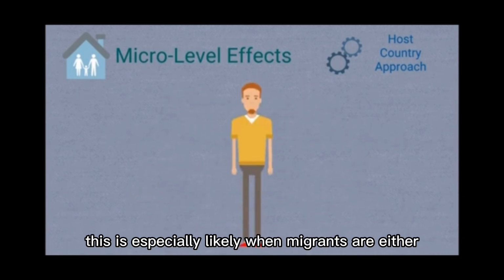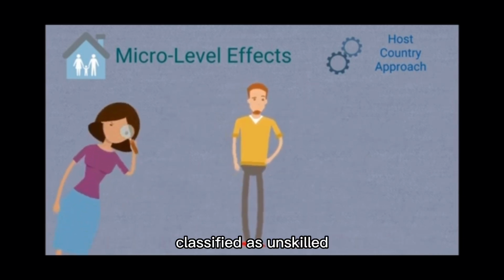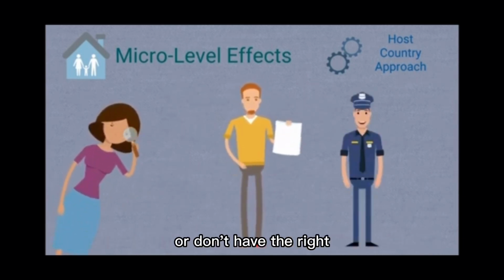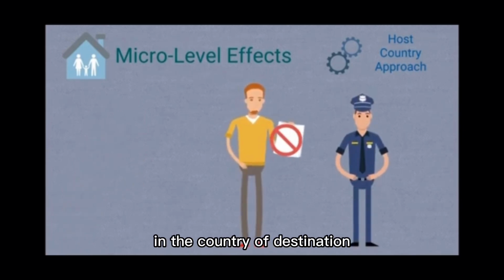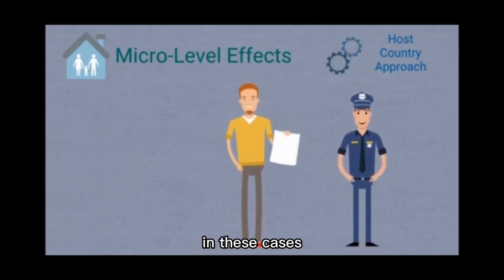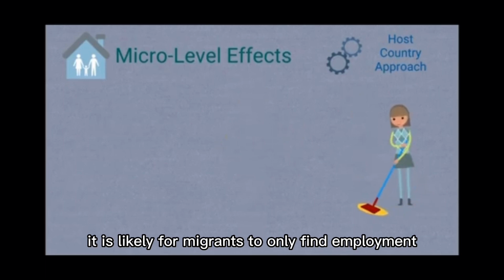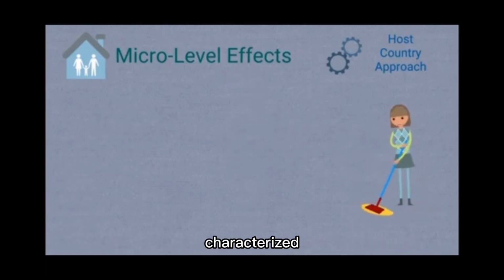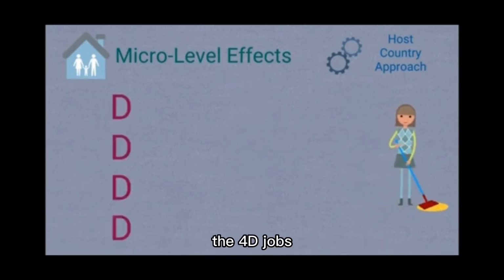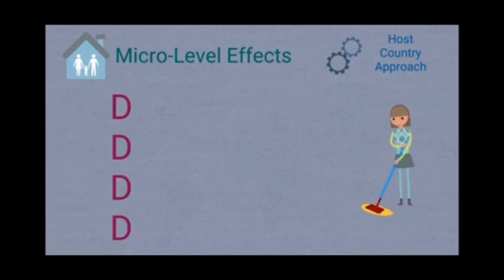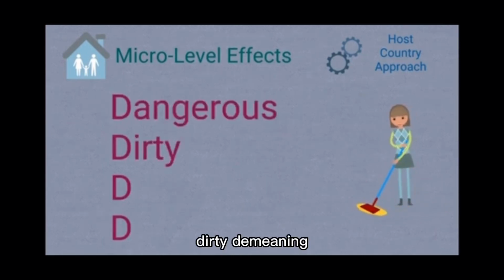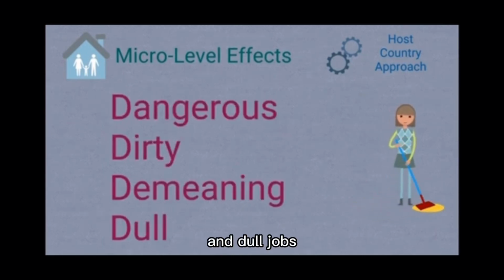This is especially likely when migrants are either classified as unskilled or don't have the right permissions to stay and work in the country of destination. In these cases, it is likely for migrants to only find employment characterized by what we call the 4D jobs. These are dangerous, dirty, demeaning, and dull jobs.